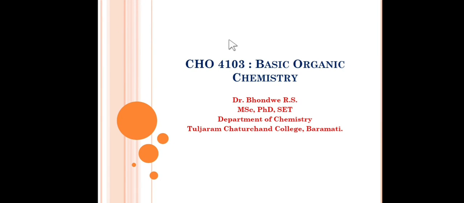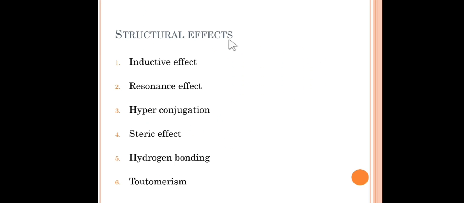Students, let's see our paper CHO 4103, that is Basic Organic Chemistry. Friends, we are looking at the structural effects and their impact on acidity and basicity. We have studied these 6 structural effects in my previous lectures. The first effect was inductive effect, second was resonance, third was hyperconjugation, then steric effect, hydrogen bonding and tautomerism.